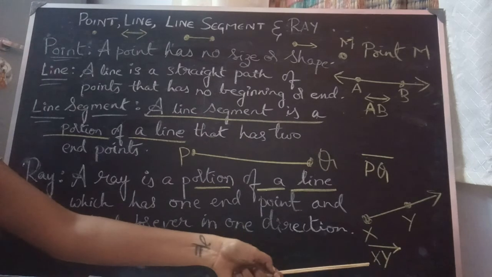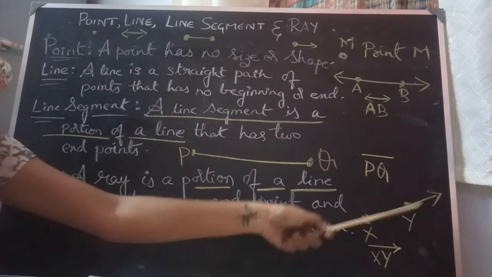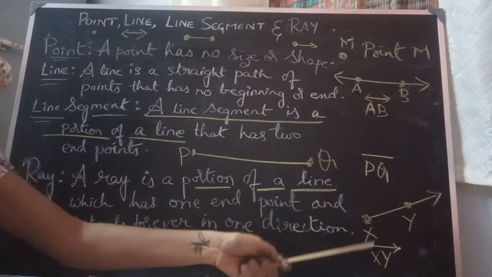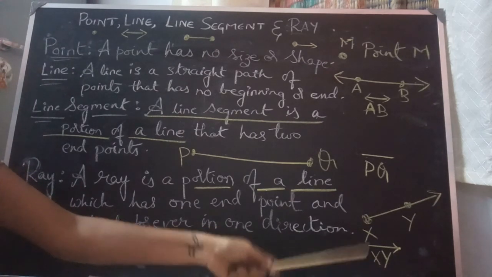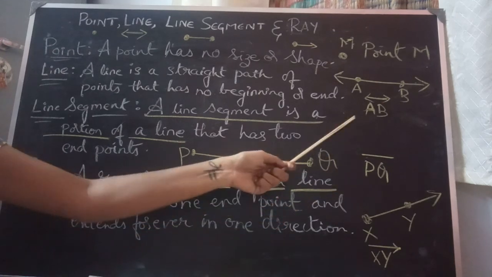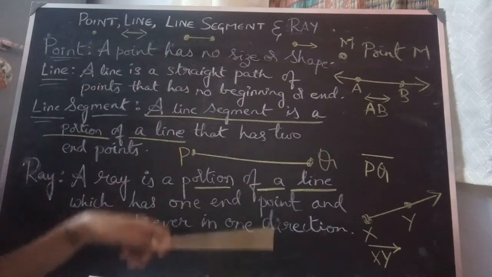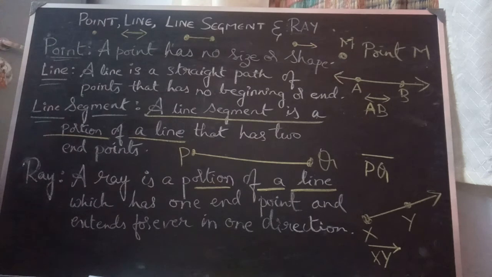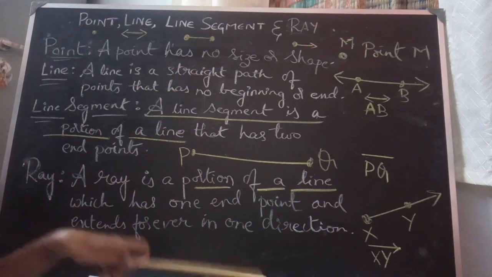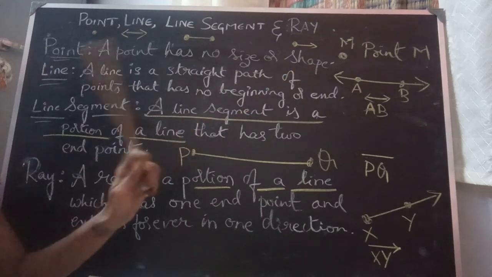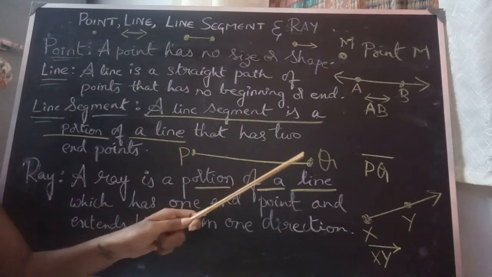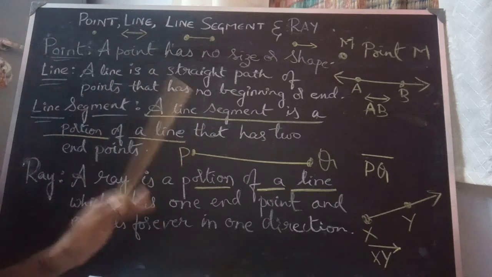So how do we represent a ray? See, I have given the names X and Y to this ray: ray XY. The symbol, you have to remember this. Ray, line segment, line, and a point. Okay, let's see a small recap. So what is point, line, line segment and ray? What is a point? A point has no size and no shape. Only it has a position, right?